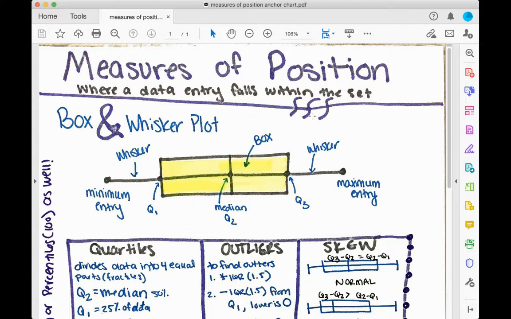All right. Today we are talking about measures of position. So remember, we had measures of central tendency, which is where they fall in the middle, what's central to the data. Then we had measures of variation. So that's like how far did each data point fall from the middle. And now we have measures of position, which is just saying where any entry falls within the set.